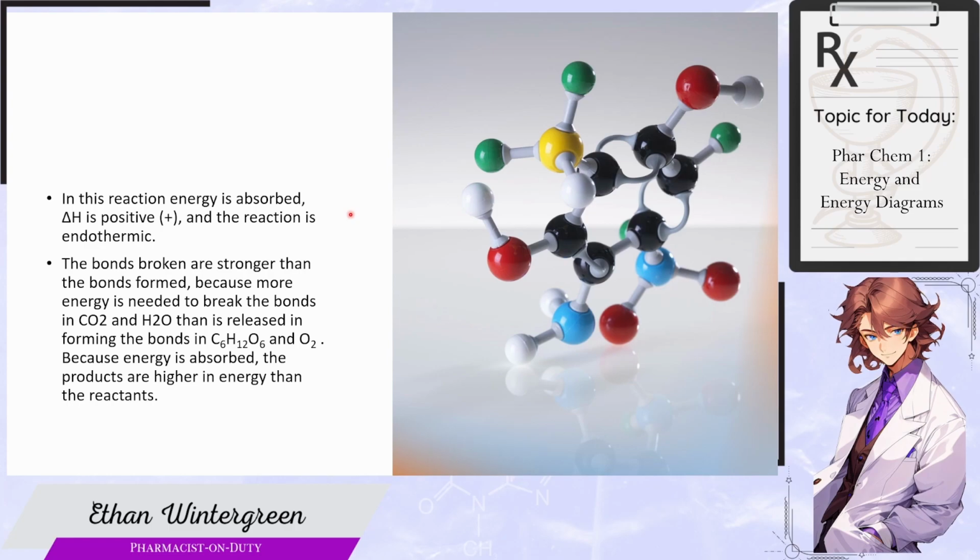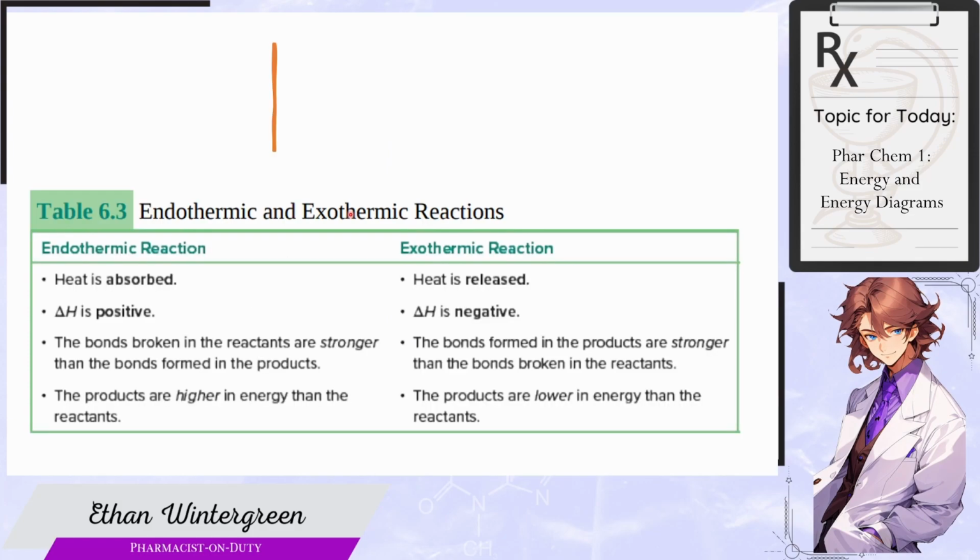The bonds broken are stronger than the bonds formed because more energy is needed to break the bonds in carbon dioxide and water than is released in forming the bonds in glucose and oxygen. Because energy is absorbed, the products are higher in energy than the reactants. So here is the summary of our endothermic and exothermic reactions.